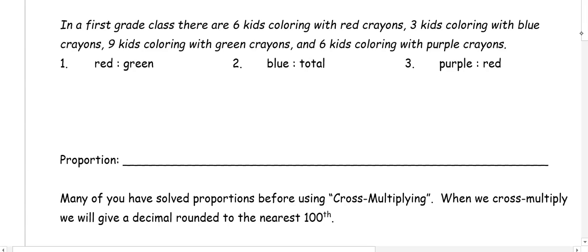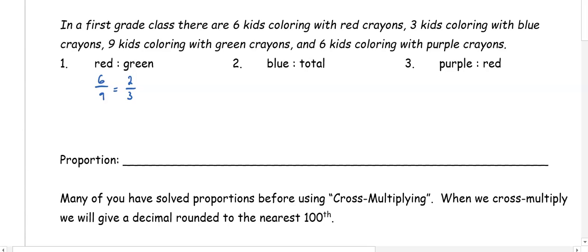In a first grade class, there are 6 kids coloring with red crayons, 3 kids coloring with blue crayons, 9 kids coloring with green crayons, and 6 kids coloring with purple crayons. So in number 1, we want to compare the red to green. So there are 6 kids coloring with red, so we're going to have 6 on top for red, and then there are 9 coloring with green. Then we would reduce our fraction, so both of these are divisible by 3, so that would reduce to 2/3.